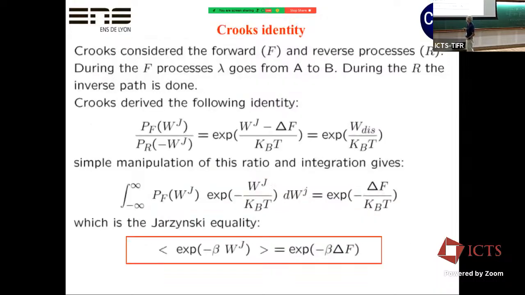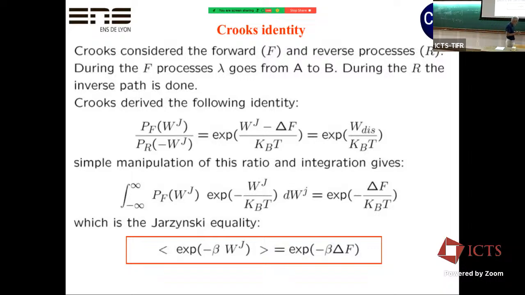Among them, by playing the same game that I played here, you can show the connections between the fluctuation theorem and the integral fluctuation theorem. This is exactly what I've written on the blackboard. Now there is the Crooks identity that is very useful, as you will see. Because you write this, the Jarzynski equality on that.